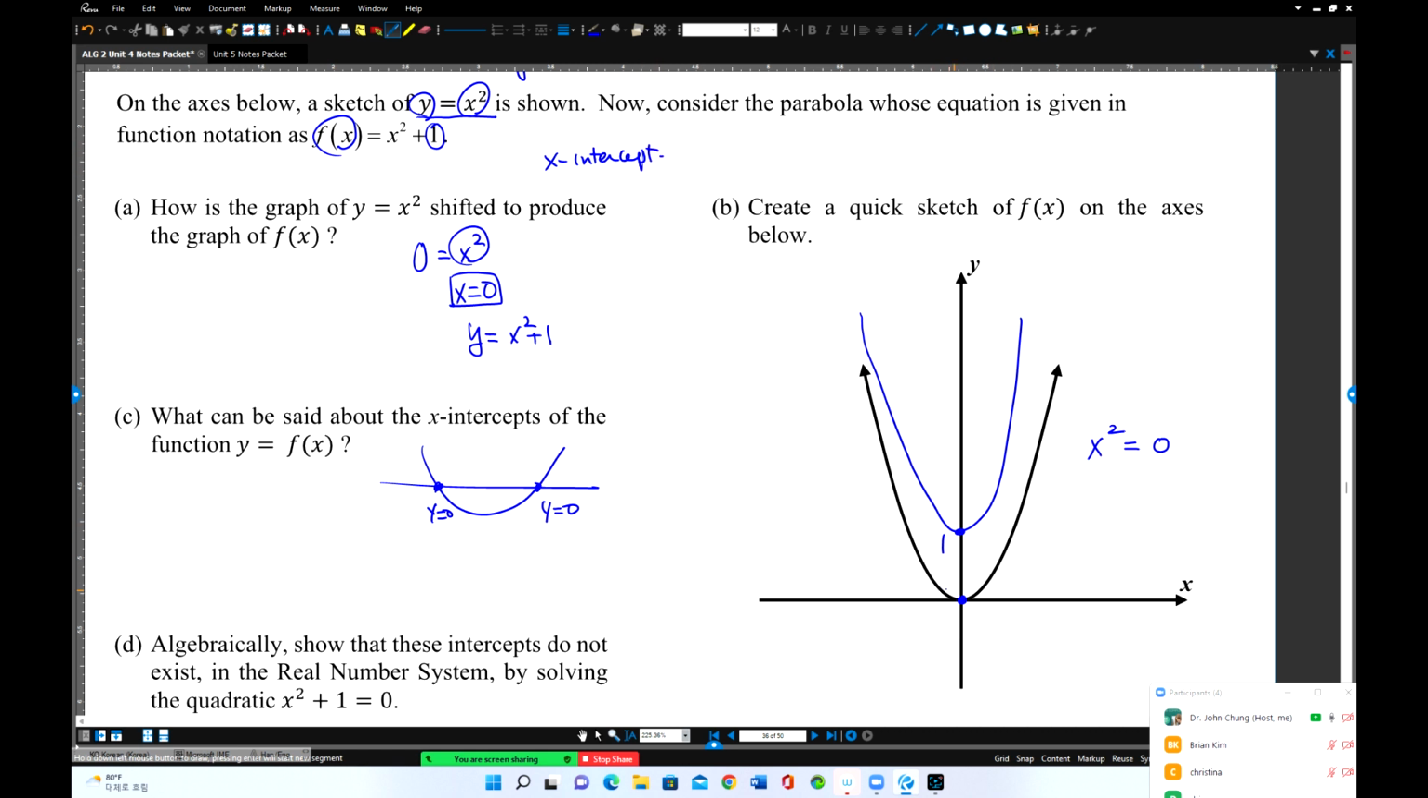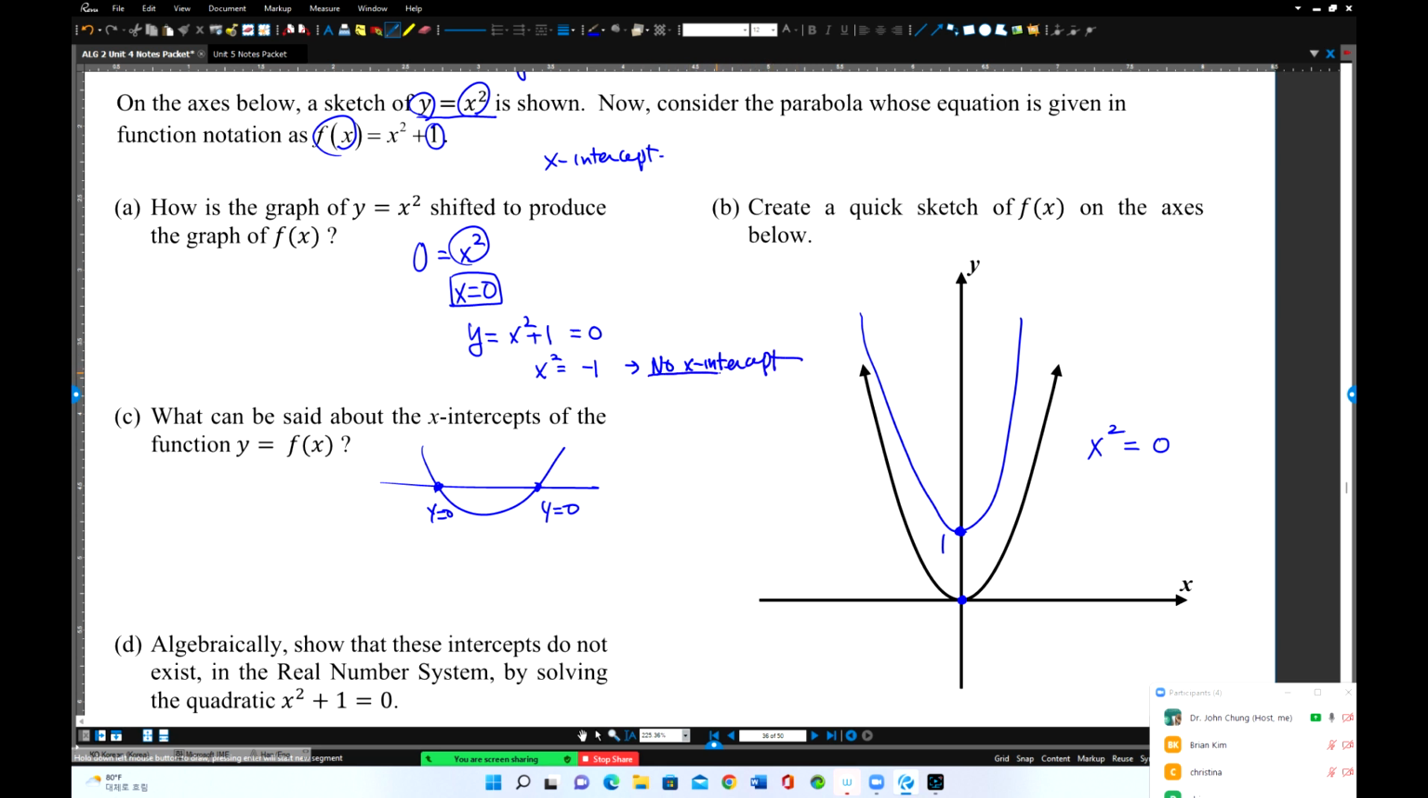They never intersect over here, okay? Because the minimum value of the graph is 1. So let y be 0 anyway. What is the value of x? X squared equals -1. X squared cannot be -1, right? The square of any number is always positive. There's no number that exists, okay? There's no number that exists means what? No x-intercept.